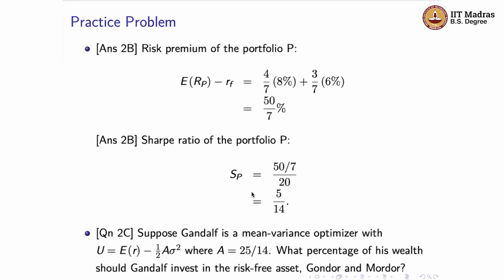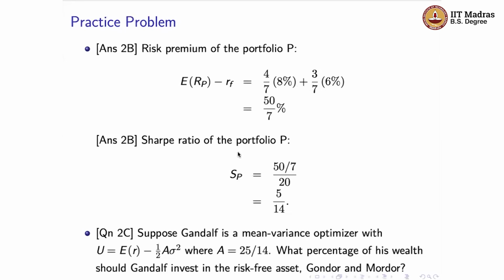Okay. How about calculating the risk premium? Risk premium is the expectation of the rate of return of this portfolio minus the risk-free rate. Risk-free rate is 0%. So we just need to calculate the expectation of the rate of return. Again, we know the weights 4 by 7 and 3 by 7, and therefore, this is 8% and 6%, which again, this information is given to us. So if we do the calculation, that turns out to be 50 by 7%.